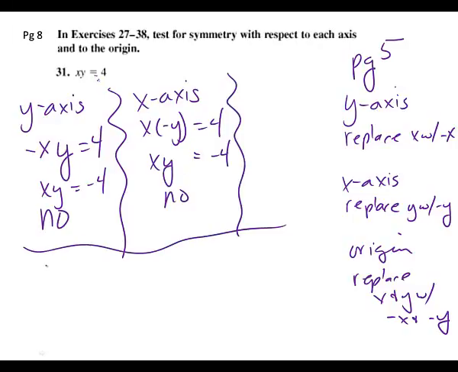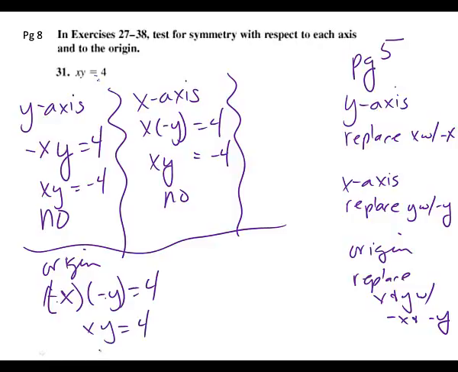I'm going to do my origin down here. All right, origin symmetry says I replace x. Oops, sorry. And I replace y. What's a negative times a negative? Did I get the exact same equation? Yes. Okay, I got the exact same equation. So is it origin symmetric? Yes. So it has origin symmetry.